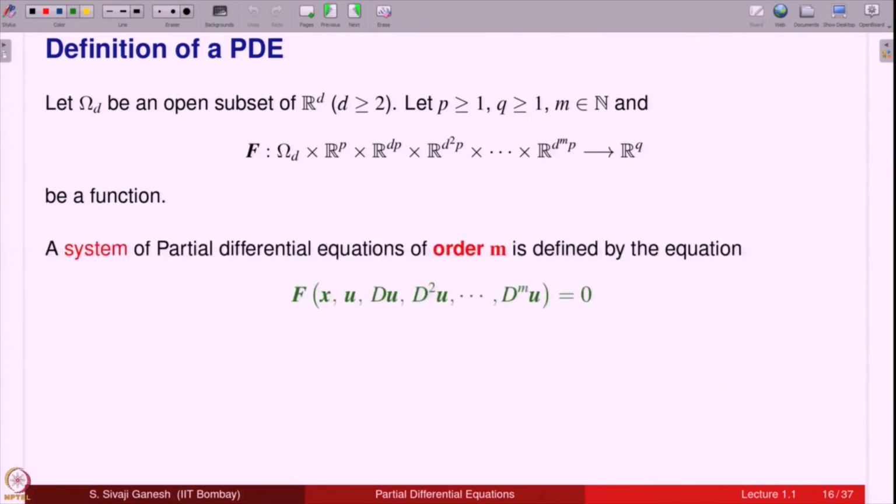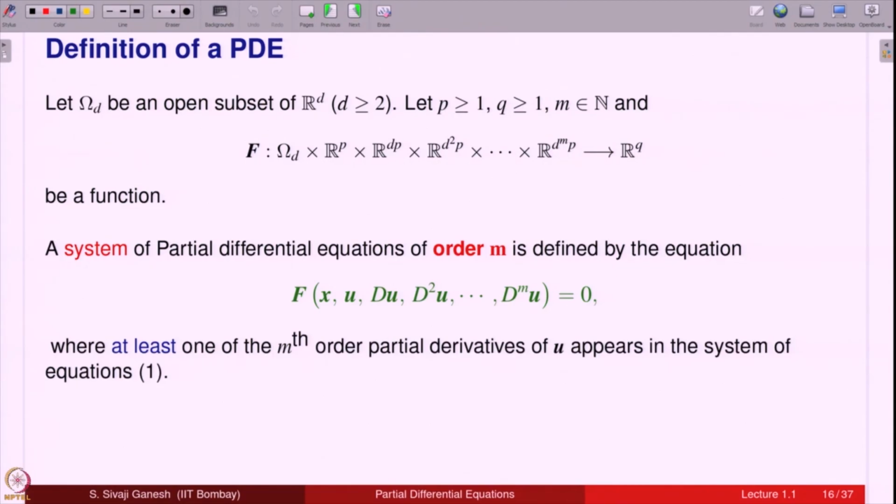So, a system of partial differential equations. Why system? Because we are considering q greater than or equal to 1. So, there can be more than one equation, that is why in general we call it a system of partial differential equations. Order m, because we have d power m here, is defined by this equation. Okay. So, D^m u, all mth order partial derivatives, which are so many. I am not discounting the symmetries like earlier, I am writing the full set.